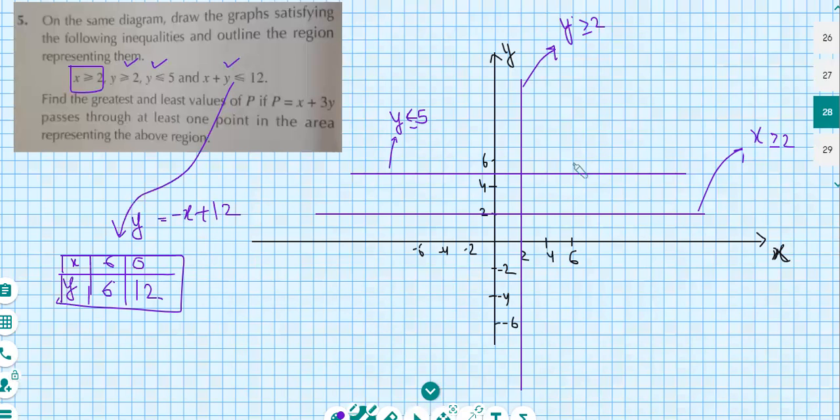So 6, 6 is the first point and 0, 12 will be the second point. So this is the line. This line is x plus y less than or equal to 12.